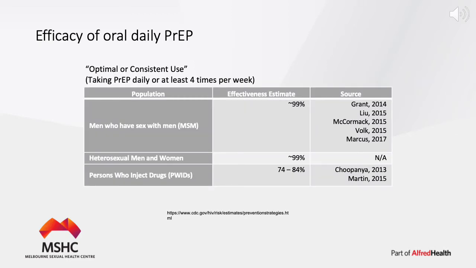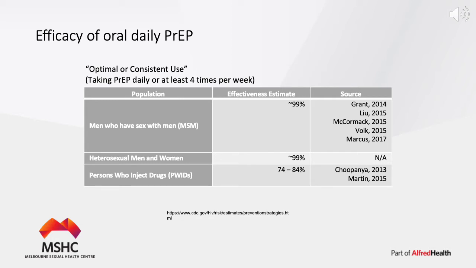So how do we know that PrEP actually works? So we're talking about the optimal use or consistent use of tenofovir disoproxil with emtricitabine. That means taking PrEP daily or at least 4 times per week. So when we look at men who have sex with men, we know that if they take their PrEP daily or at least 4 times per week, the effectiveness estimate is 99%. And this again is supported by robust studies.